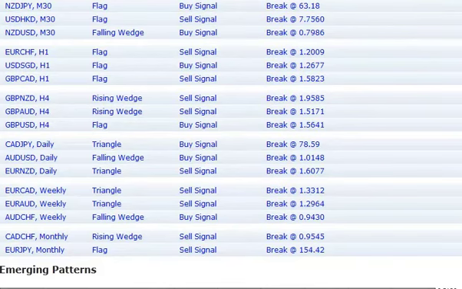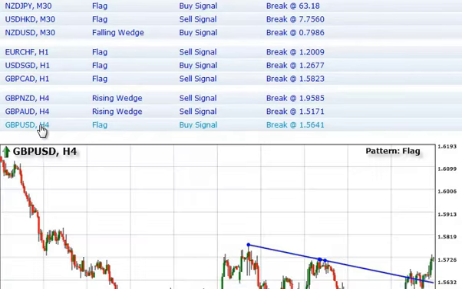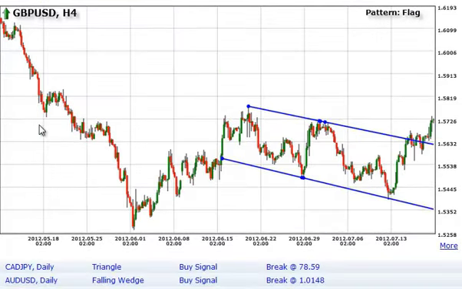The problem with emerging patterns is that they can change several times, or the price will not break through the trend line. Unlike emerging patterns, completed patterns can be accepted as trading signals. For example, let's click on the link. And here we see the flag pattern. The price has broken through the trend line and it's likely to continue moving this way, often with some pullback.